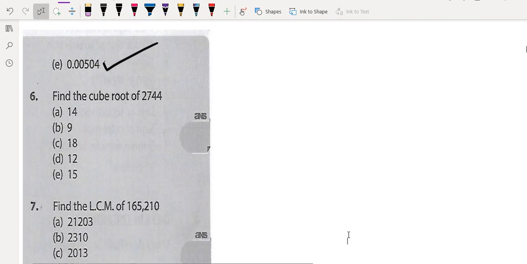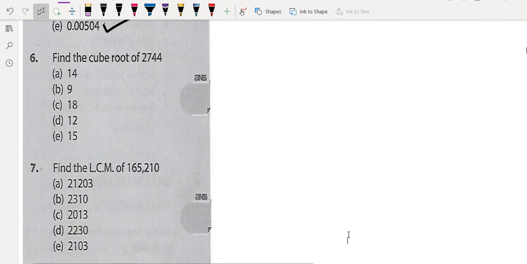Number 6. Solve, please. Find the cube root of 2744.